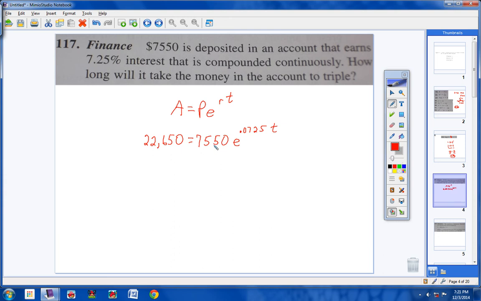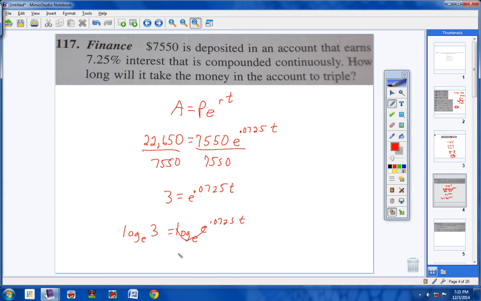We have e to an unknown. First thing you do is divide both sides by 7,550, okay? So that you get e all by itself. You're left with 3 equals e to the 0.0725t. Now, here's my unknown. Here's the base of my unknown. The base of my unknown is e, so I'm going to take log base e of both sides. Log base e of 3, log base e of this whole side here. Okay, now whenever your base matches your base, cross all that off, and you're left with your exponent, which is 0.0725t. Okay? Log base e of 3 is natural log of 3.